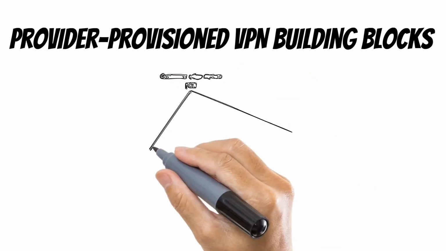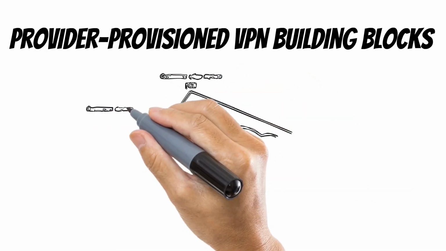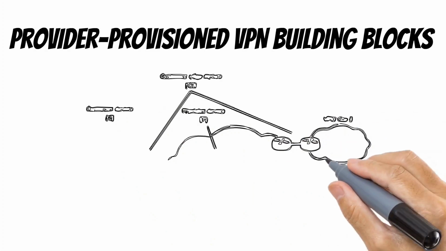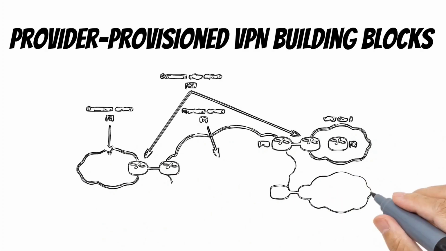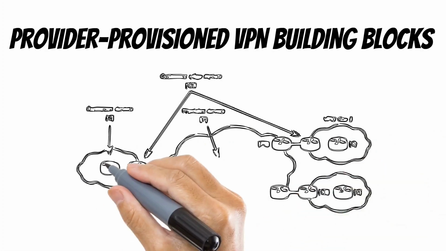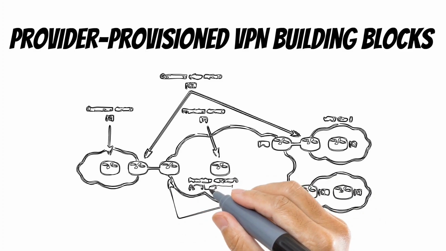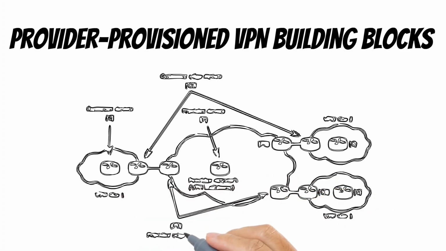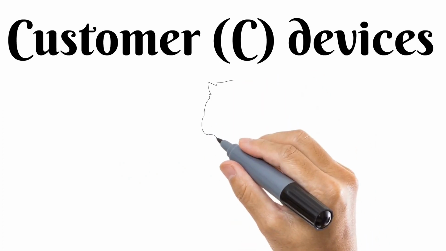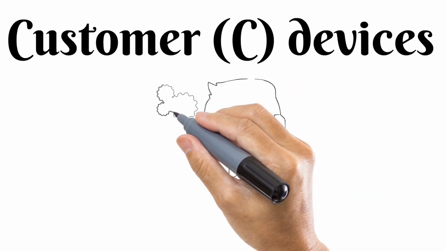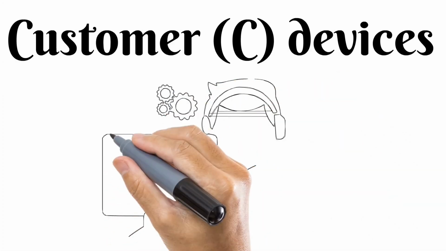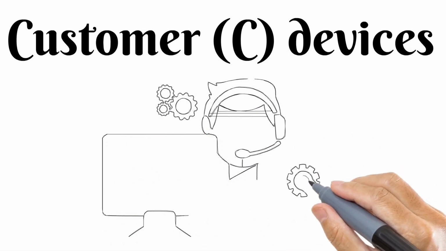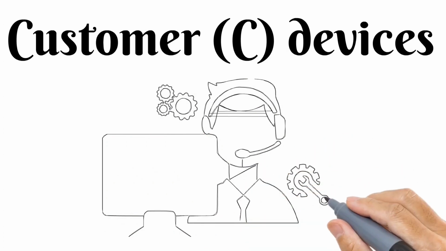Depending on whether a provider-provisioned VPN, PPVPN, operates in Layer 2 (L2) or Layer 3 (L3), the building blocks described below may be L2 only, L3 only, or a combination of both. Customer C devices: a device that is within a customer's network and not directly connected to the service provider's network. C devices are not aware of the VPN.